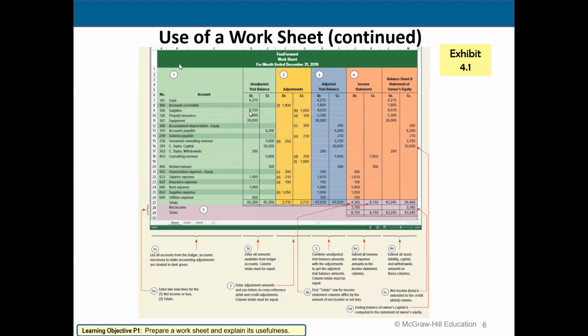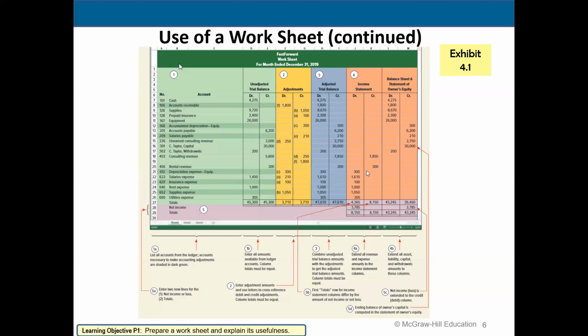Supplies had a debit balance, a credit adjustment, meaning they used up some supplies. And so we can see that the new balance is the debit balance minus the adjustment. So a debit of 8,670 and so forth. So we just take the unadjusted balance, adjust it for the adjustments, and then we'll have the adjusted trial balance. And then in these last columns, what we'll do is carry over the balances that apply to those financial statements.